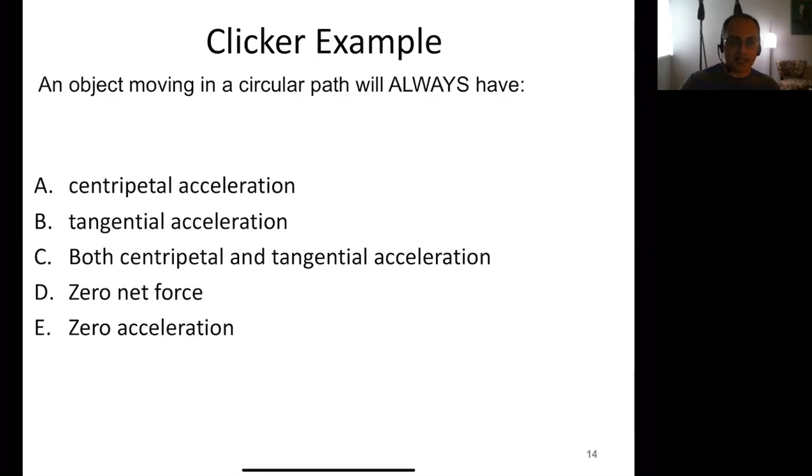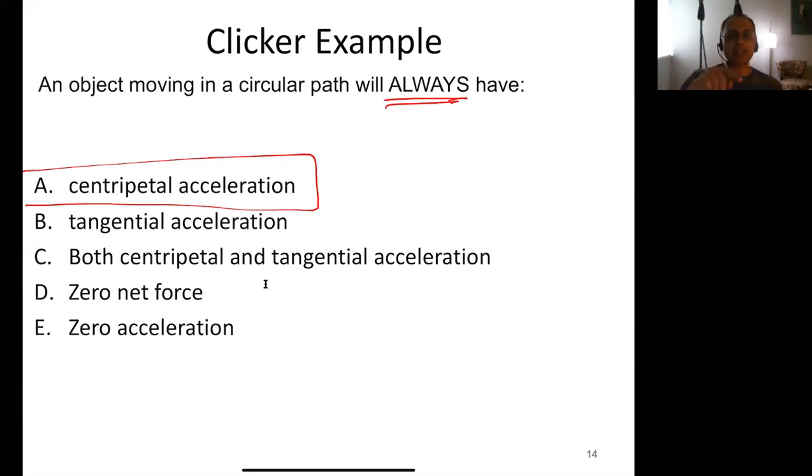So the question is asking, an object moving in a circular path will always have, right? So always have, the correct answer is A. It will always have a centripetal acceleration, because the centripetal acceleration is essential for it to move along that curved path. Without the centripetal acceleration, it would just move in a straight line. So the centripetal acceleration is responsible for it to move in a curved path.